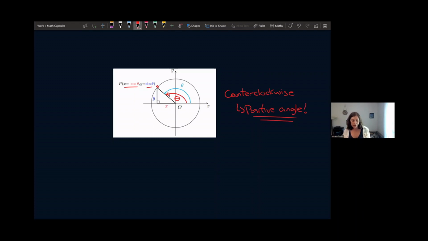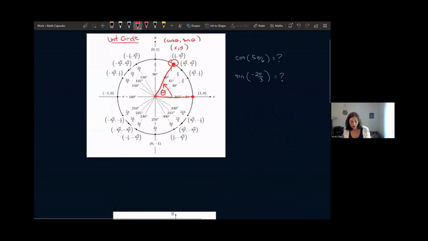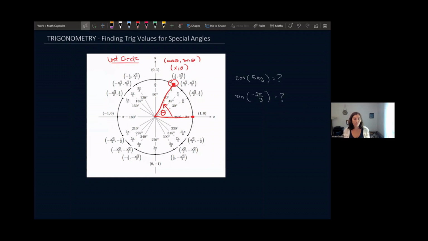I want to use this now to answer questions like, what's cosine of 5 pi over 6? Well, if you have the circle in front of you, you're just going to look for the angle 5 pi over 6. Here it is. And then you would say, well, cosine is the x value. So what's the x value at that point? It's negative root 3 over 2. That's the answer to my question.